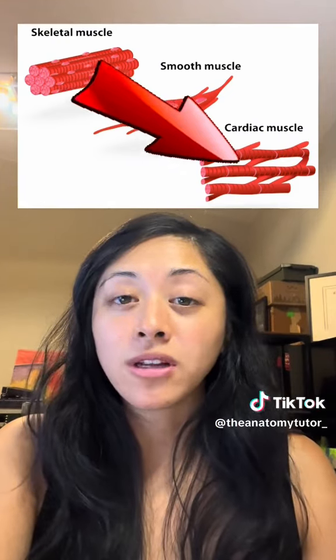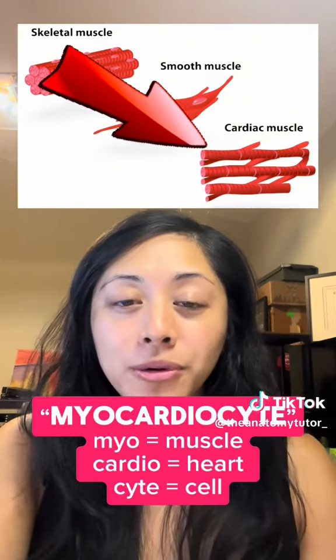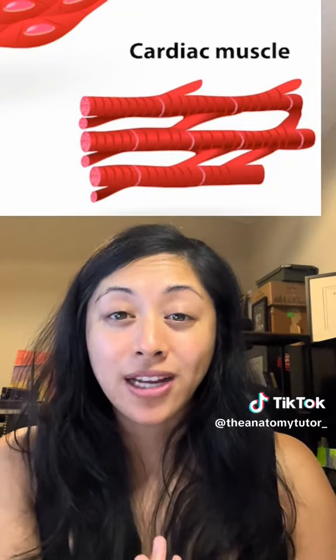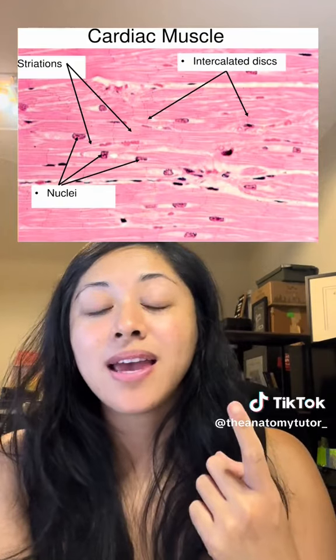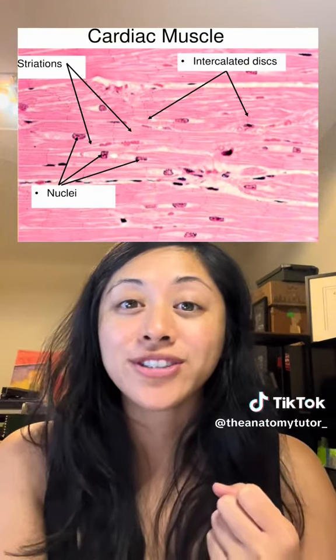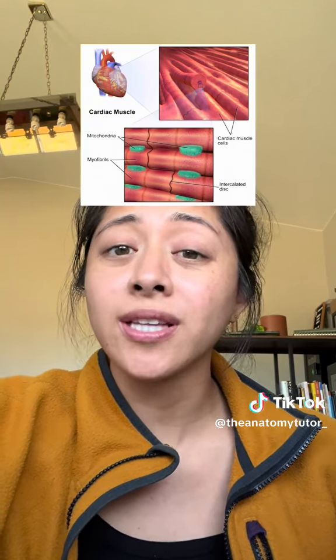Cardiac muscle cells are also known as myocardiocytes because myo means muscle, cardio means heart, and cyte means cell. Myocardiocytes are going to be cylindrical, short, and branched. They have a single nucleus, and they are also striated, which allows them to have a strong, quick contraction. Another feature that helps to increase the strength of a contraction are called intercalated discs.